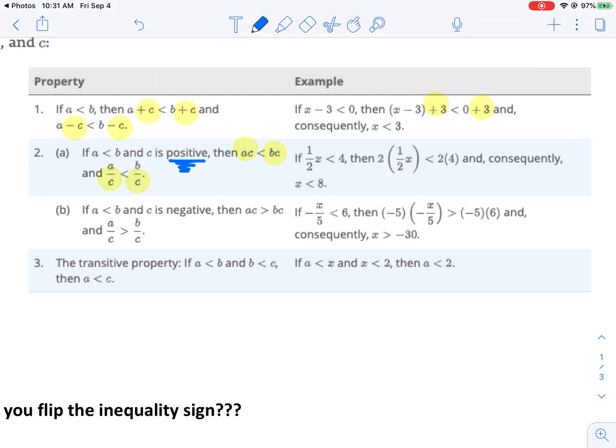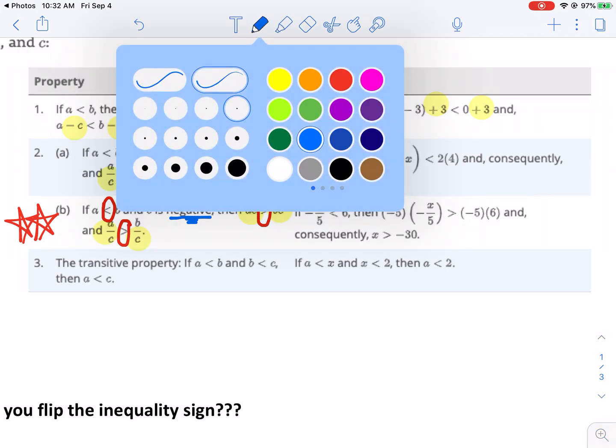However, if A is less than B and C is negative, then when you multiply both sides or divide both sides by that negative, notice your sign flips direction. It used to open to the right. When you multiply or divide by a negative, it flips. Very important. There's also something called the transitive property. If A is less than B and B is less than C, then it also shows that A would have to be less than C. Okay, we'll look into a couple examples like that shortly.